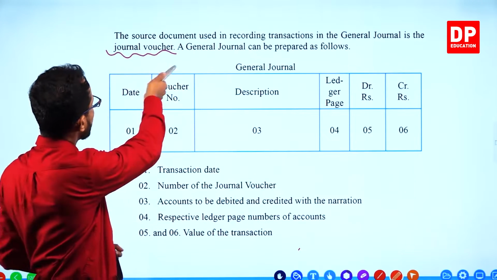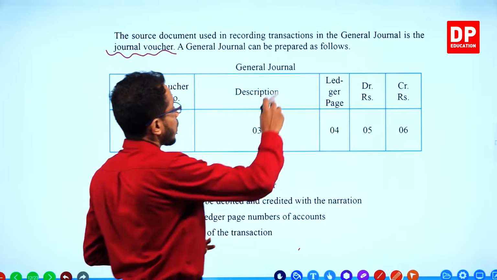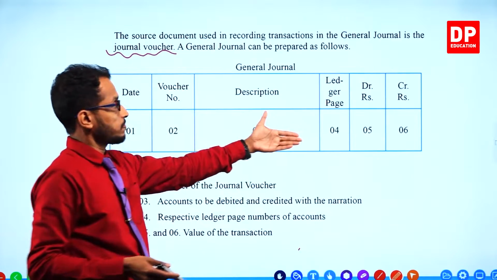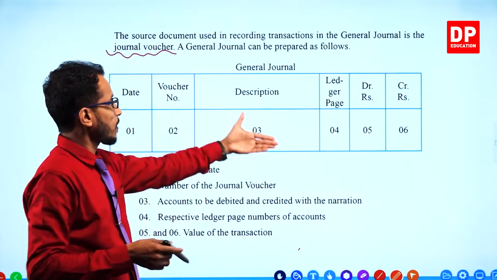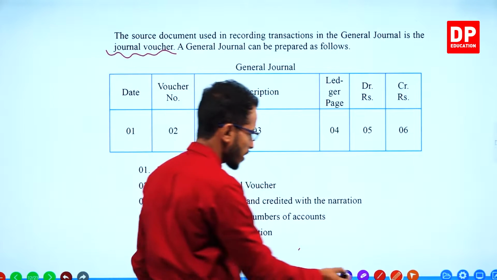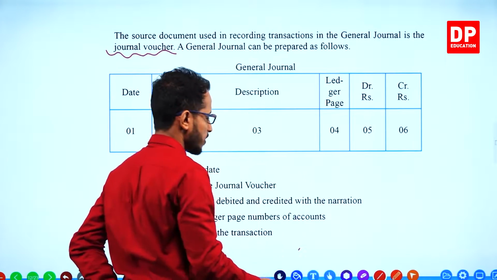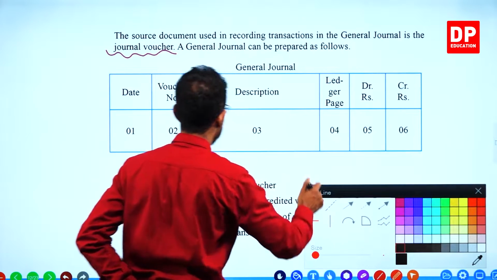Journal voucher. Okay. Remember, the general journal is prepared in this manner. This is the way you prepare the general journal. This is the format, children. It's easy if you remember it this way.